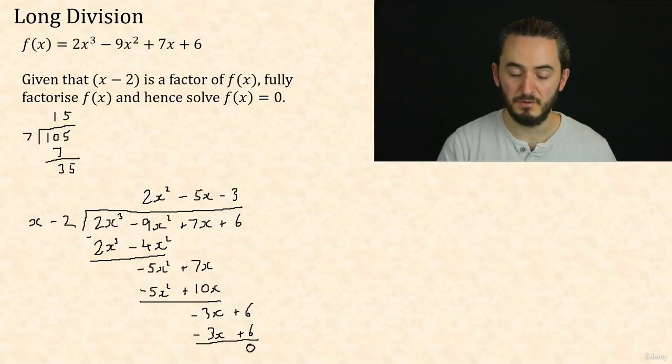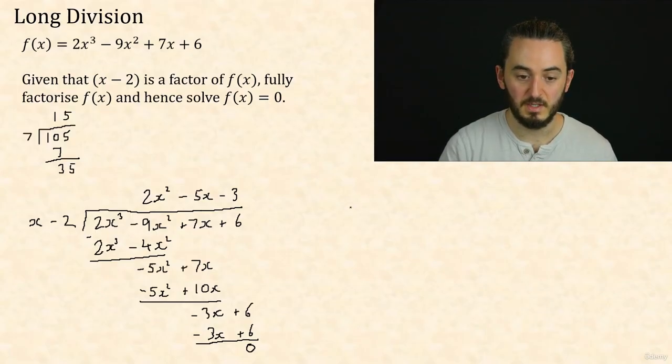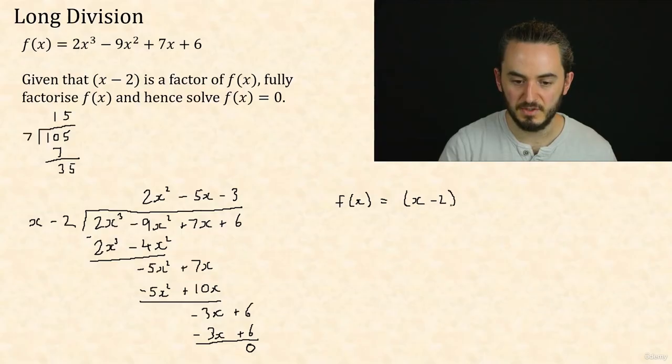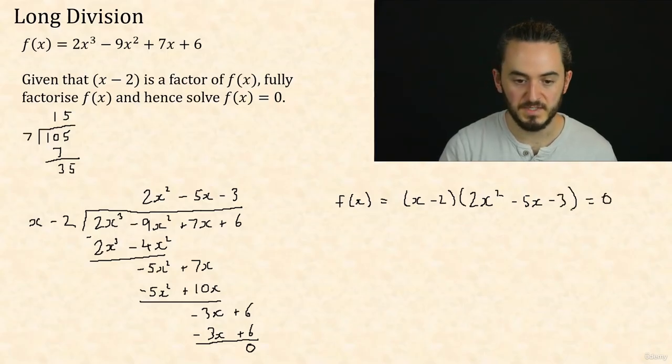That means that I have no remainder. So f of x divided by x minus 2 is 2x squared minus 5x minus 3. That means that f of x is x minus 2 times 2x squared minus 5x minus 3. And if we were going to solve that equals 0, which we're asked to, we'd just fully factorise.